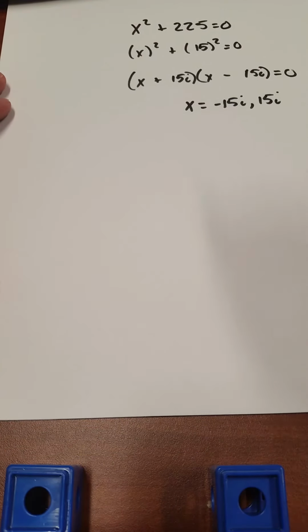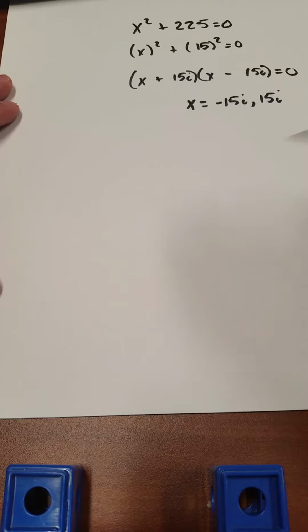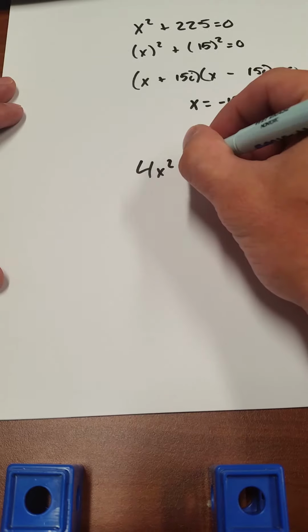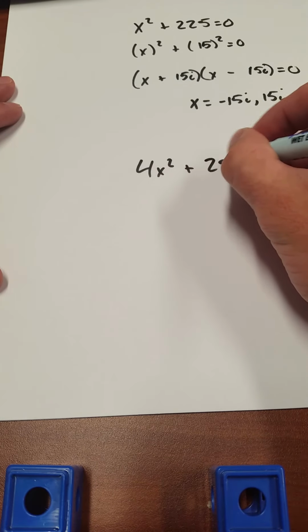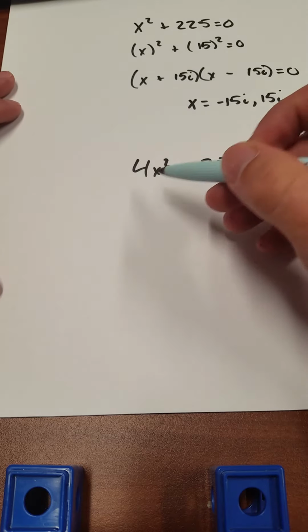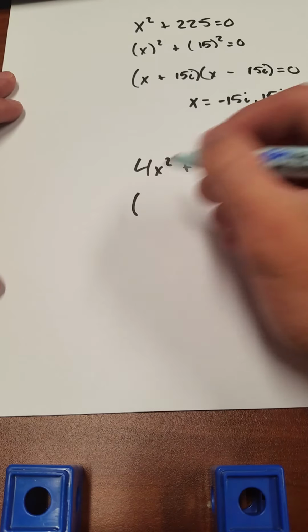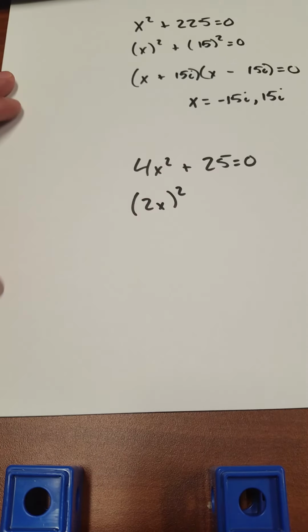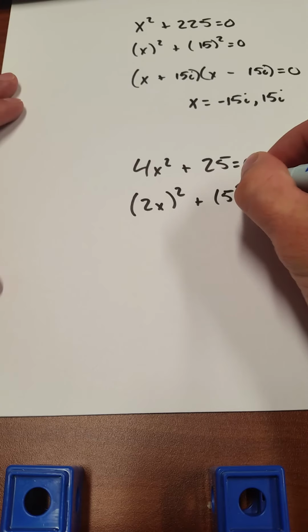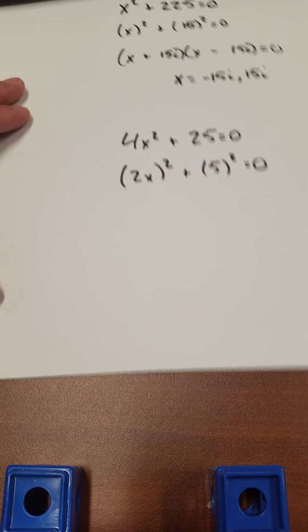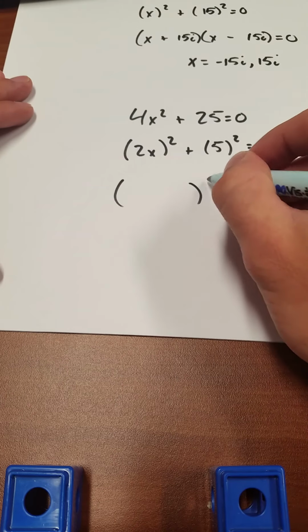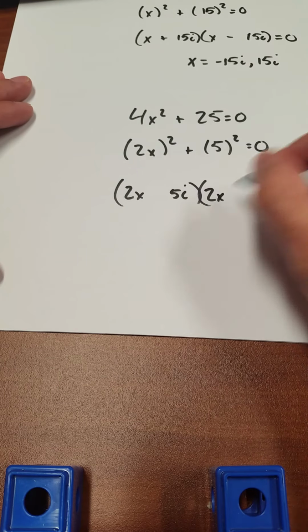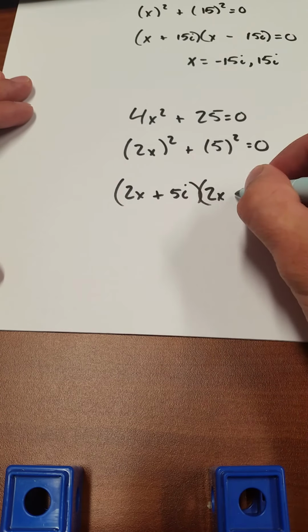One last different type of example problem. This one gives you something that's kind of weird. So let's say our problem is 4x squared plus 25 equals 0. Well, now x is not the only thing being squared. If you think about what is the perfect square of 4, you'll realize, hey, that's 2. So it's actually 2x that's being squared, and then a 5 that is being squared. Okay, write your factors out. 2x, 5i, 2x, 5i, different signs in the middle.